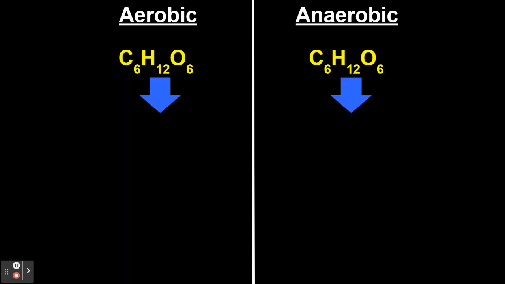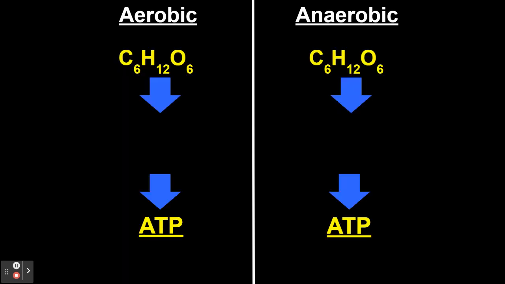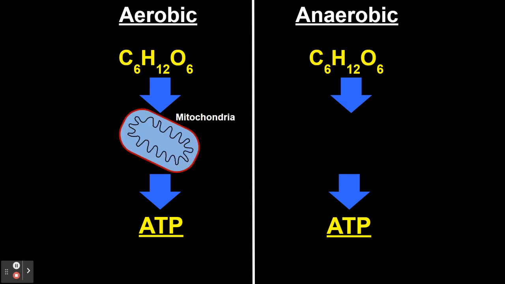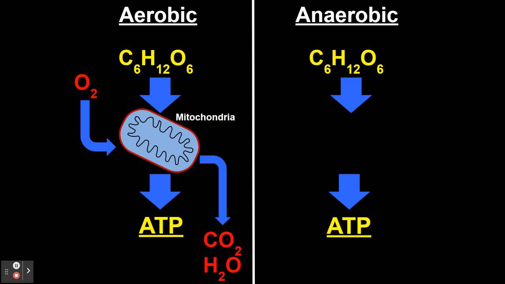We have aerobic and anaerobic cellular respiration. And remember, another name for anaerobic is fermentation. Now, in both cases, we're taking glucose and making ATP. Aerobic, on the other hand, happens in the mitochondria. And again, think air for aerobic. It requires oxygen and it creates carbon dioxide and water. This is what we're doing right now.